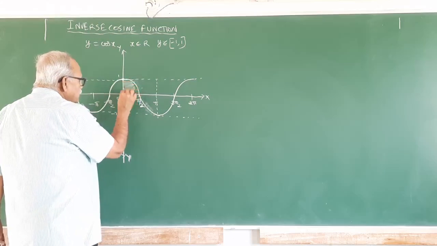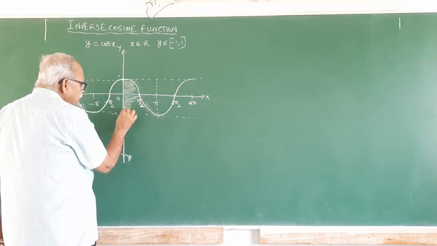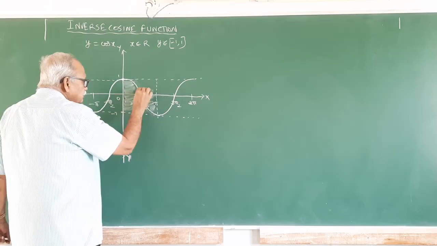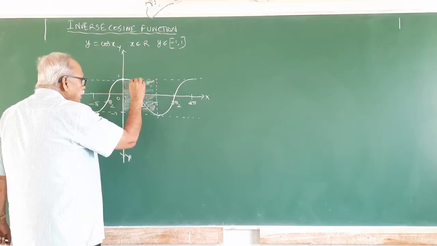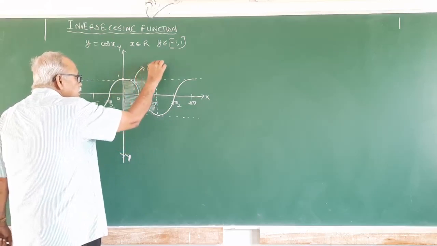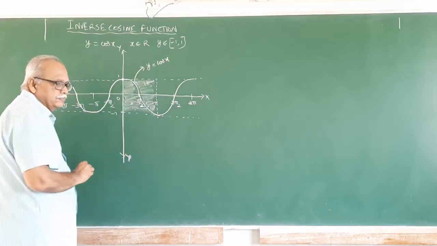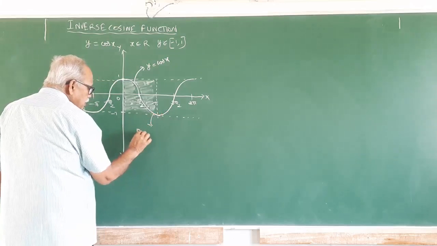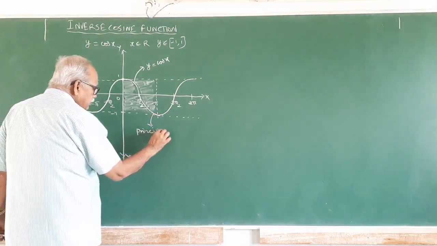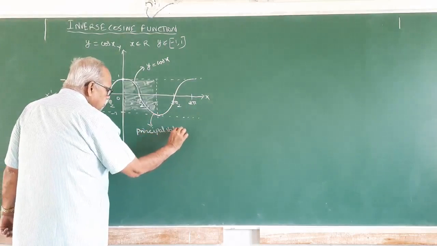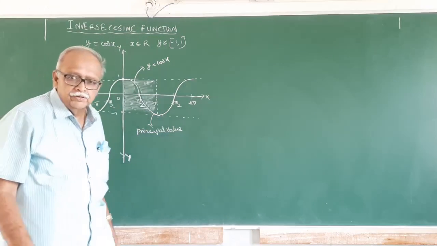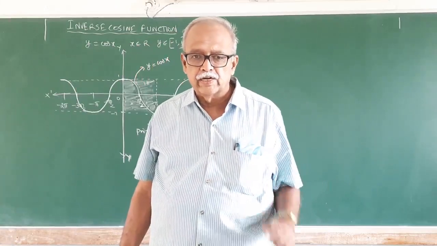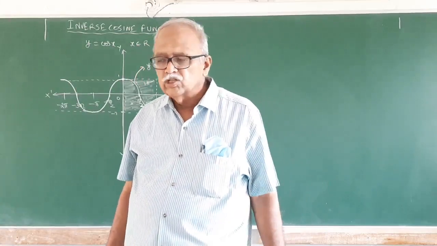Let me mark this for you. This is the principal value branch of the cos function, of the graph y is equal to cos x, and this branch is called the principal value branch. So what is principal value? It is the numerically least value. The numerically least value is called the principal value.